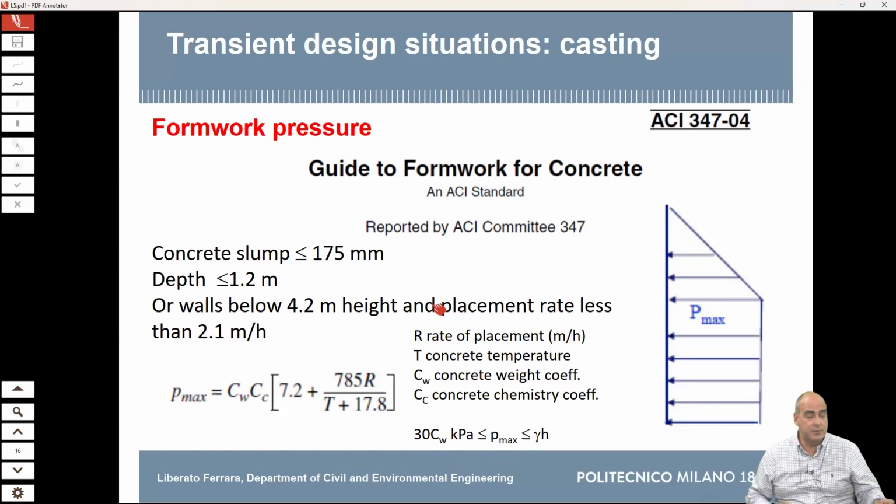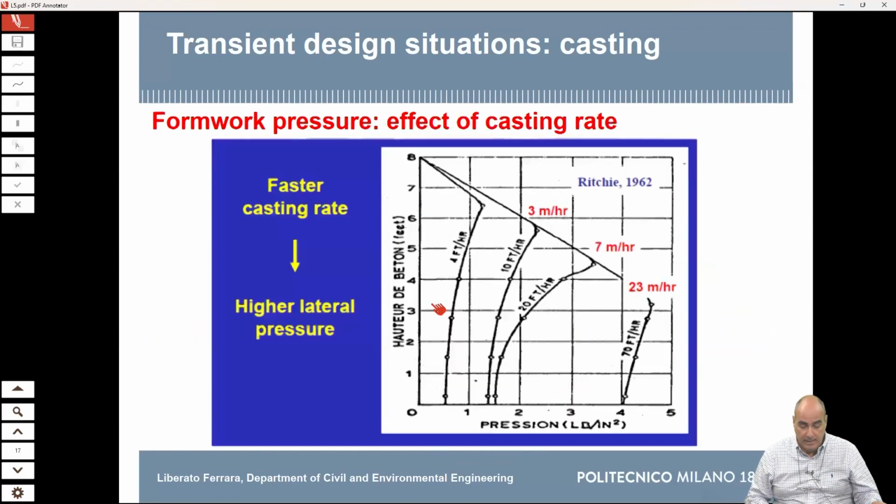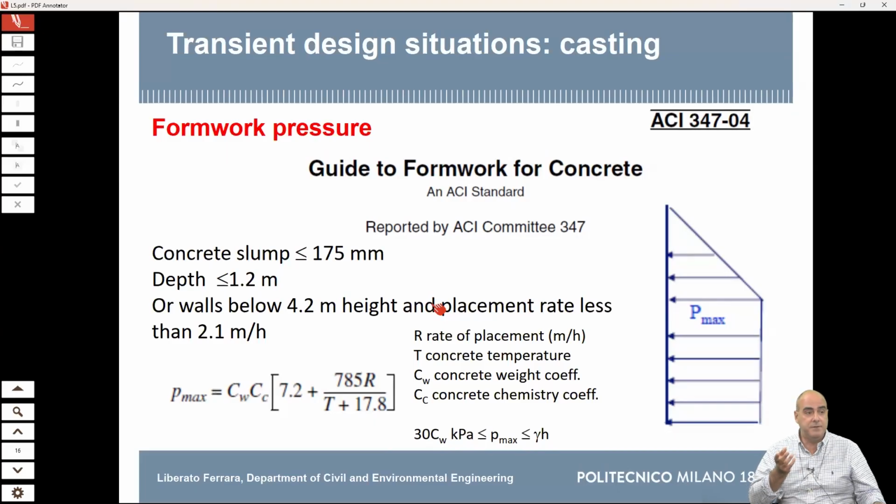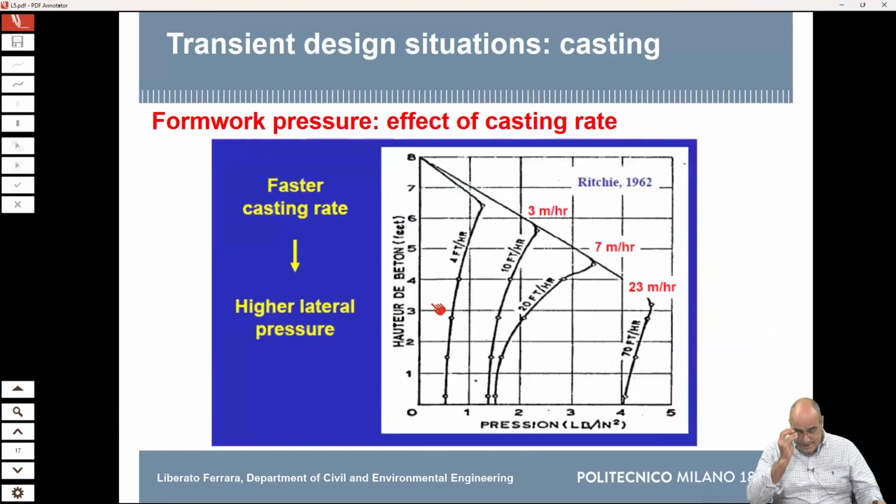And concrete chemistry can also depend on the type of cement. For example, if you have a pozzolanic cement whose hydration is lower, you will have also a slower decay of the formwork pressure. Why this model? This has been calibrated through experiments. You see, this paper is quite old. It's more than 60 years old, but still, it's valid.